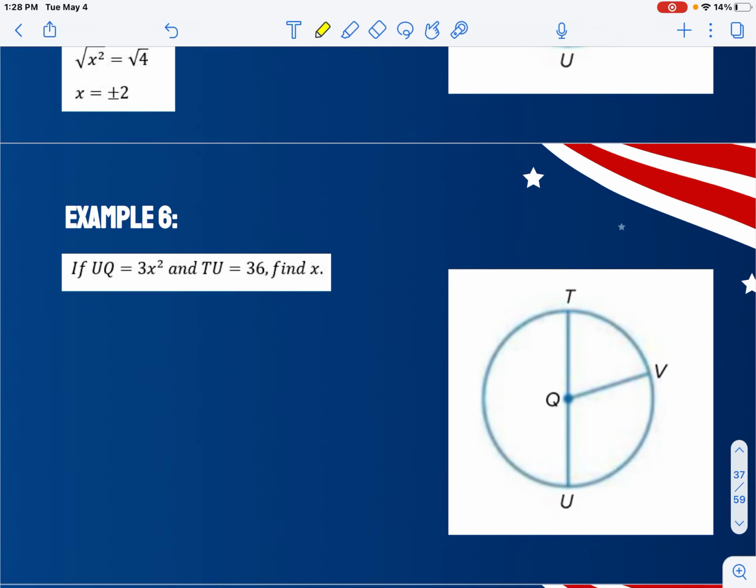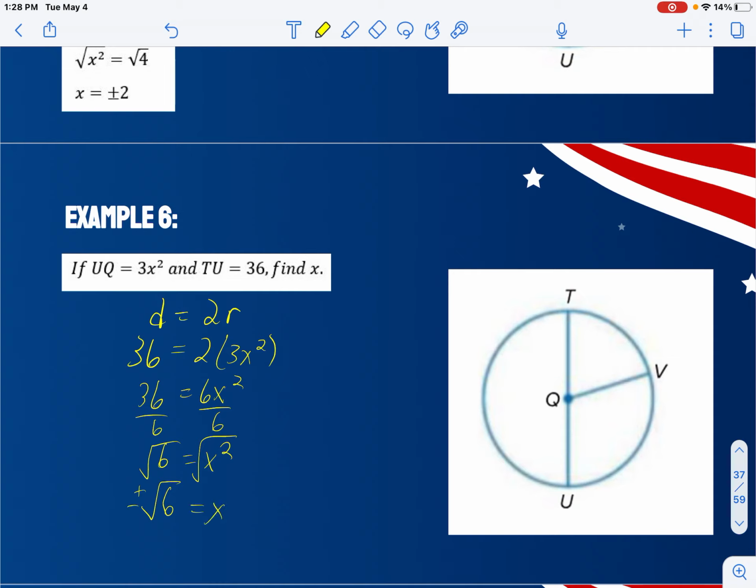Next one. If UQ is 3x squared and TU is 36, find x. This one's a little bit different, so just think about what you have. UQ is a radius, and TU is the diameter. The diameter is 2 times the radius. So the diameter here is 36, that's TU. The radius is 3x squared. So 36 equals 6x squared. Divide by 6, 6 equals x squared. Take the square root, and we get plus or minus the square root of 6 equals x.